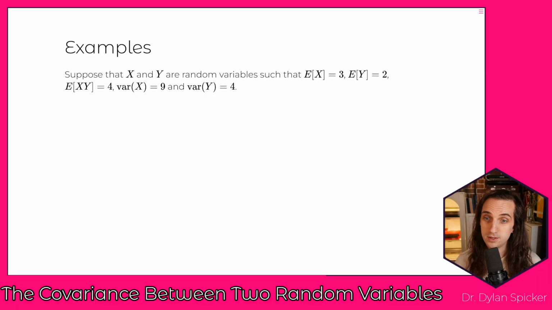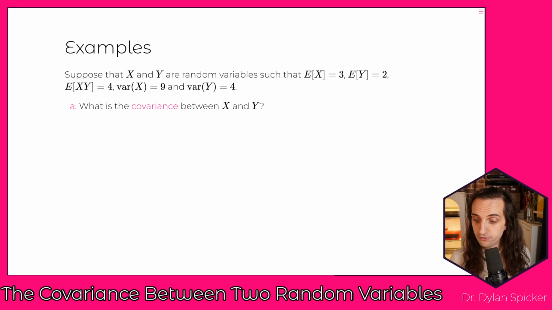So looking at some examples, take x and y to be random variables such that the expected value of x is 3, the expected value of y is 2, and their joint expected value, x times y, is 4. The variance of x is 9, and the variance of y is 4. So first, what is the covariance between x and y?